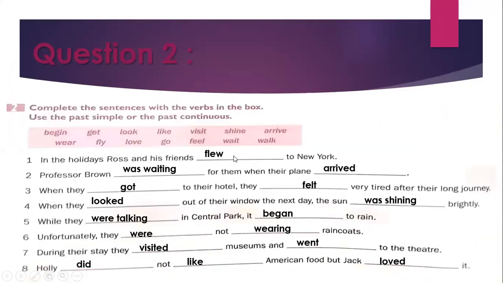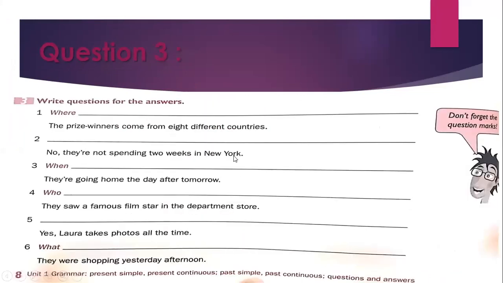Again, why do we use do in this question? Because with the prize winners, we have a plural subject. With the plural subject, we use do, not does. Why didn't we use did? Because here we have come, which is simple present tense, so we use do, not does or did. To ask about a place, which is 8 different countries, we use where.